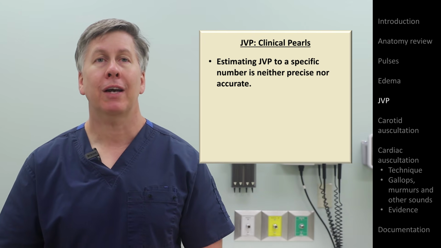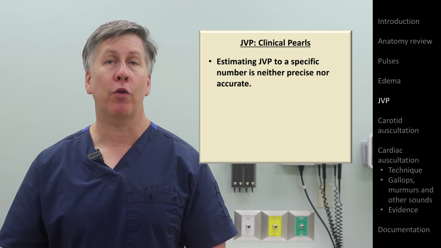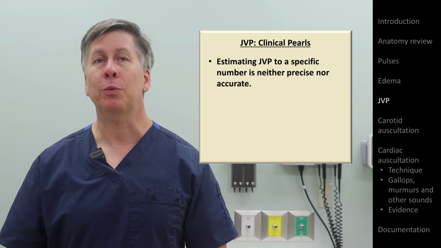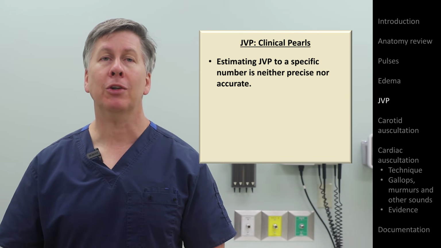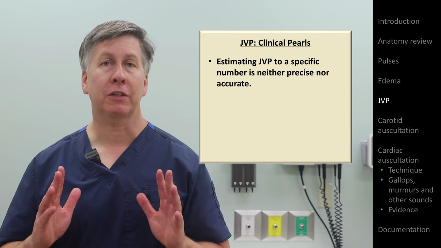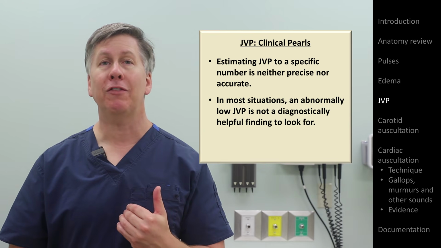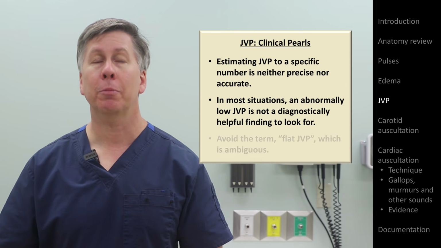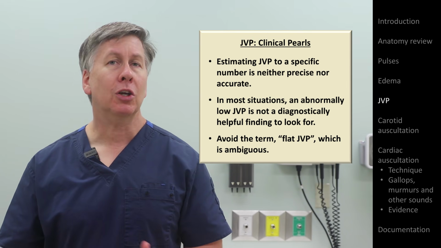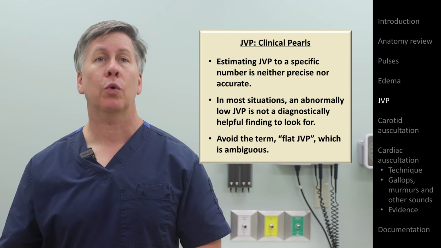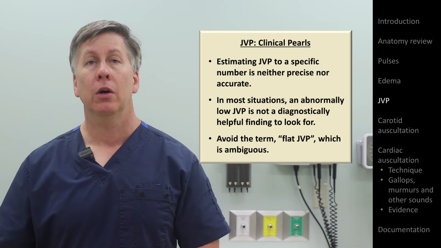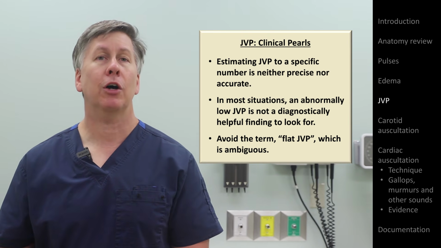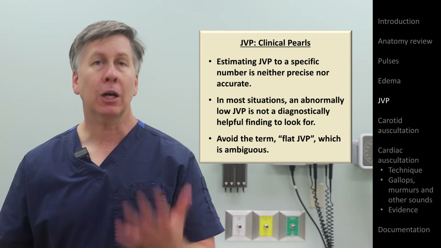There are some instructors who teach that an unusually low JVP is indicative of hypovolemia, but differentiating between normal and low JVP is difficult. The cutoff between the two appears arbitrary, and the primary literature makes virtually no mention of this finding. So I don't think low JVP is a diagnostically helpful finding to look for. Likewise, I would avoid the term flat JVP, which is ambiguous as to whether one is implying it's normal or implying that it's much lower than normal, or in some cases the examiner may simply not have seen the JVP at all and is just assuming that's because its value is so low, which is an assumption that can easily be incorrect.